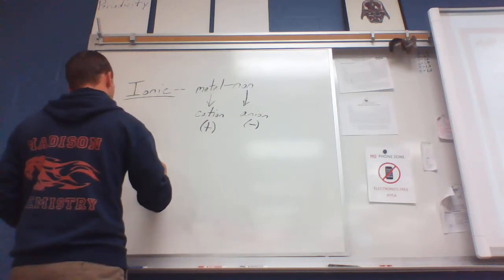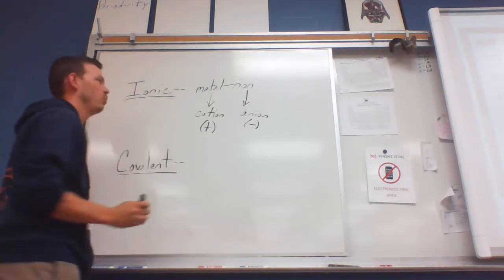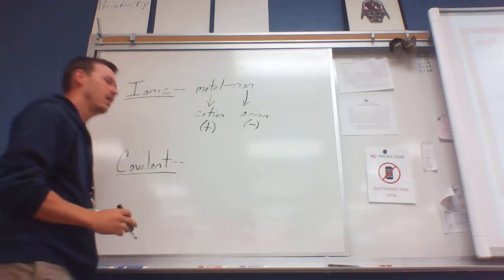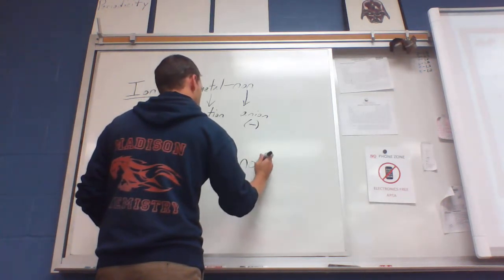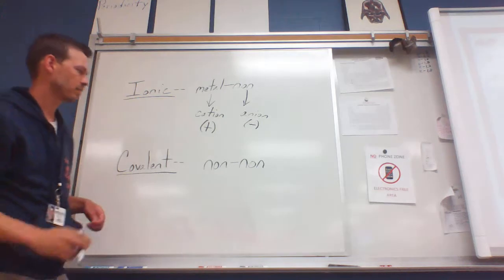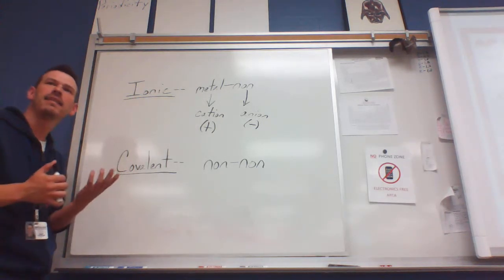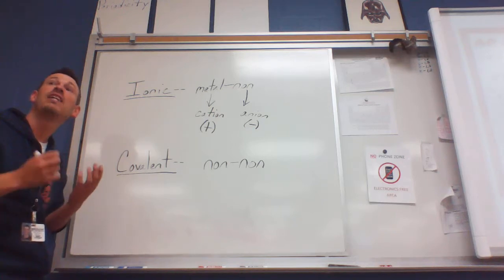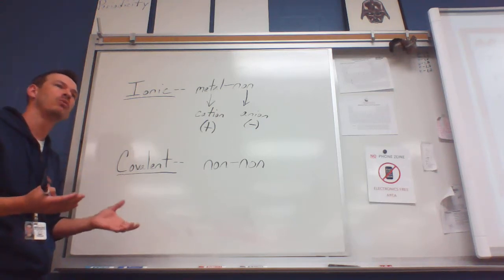Covalents were different because it was two what's together? Two nonmetals. A nonmetal bonded with a nonmetal. And realizing these differences is essential in your naming because you need to know what you're looking at to know which naming rules to use.